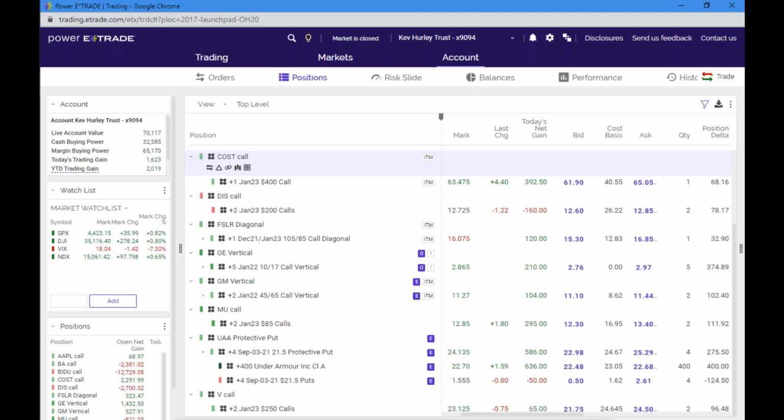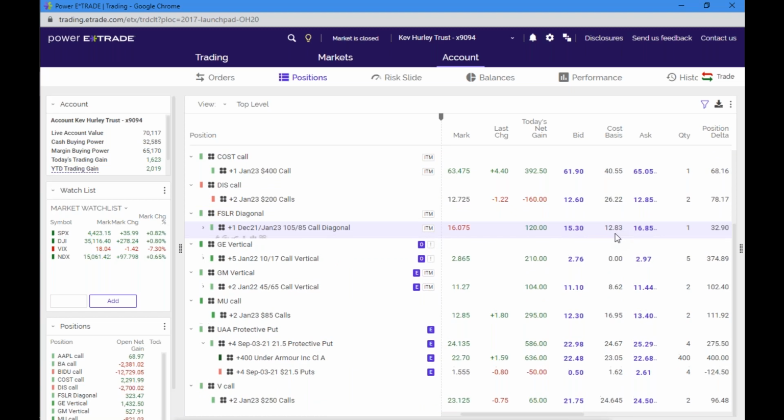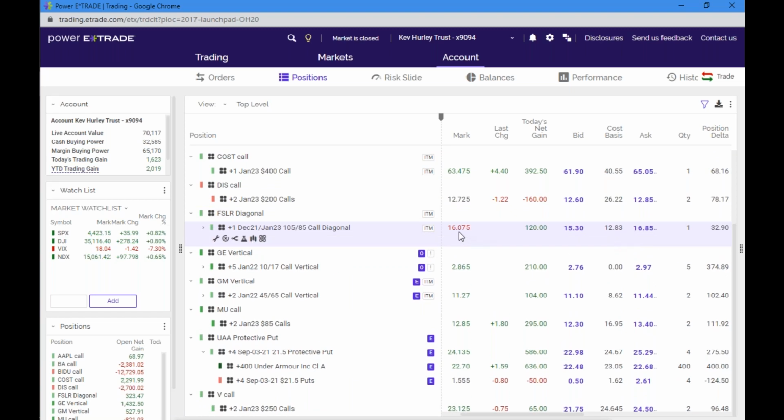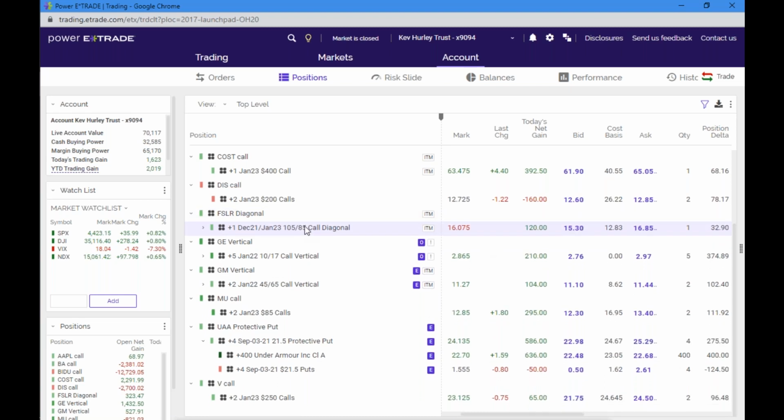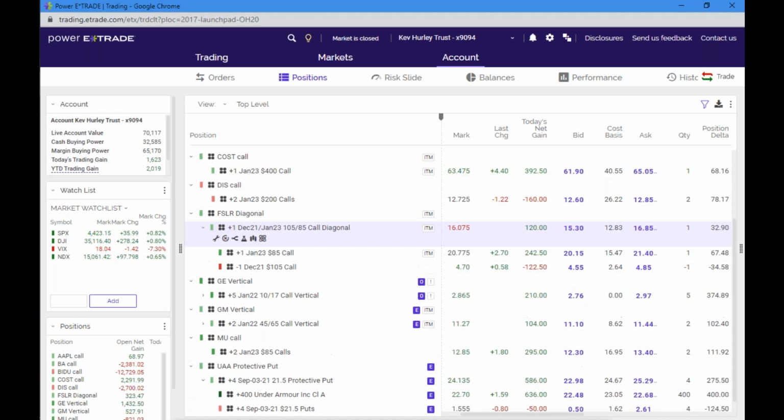I ran a lot of changes last time. What was I going to point out today? First Solar. First Solar was the other one. What we spent $12.83 on is now worth $16.075. Really, if I see First Solar get up to 17, I'm going to be tempted to take the position off, close it all down.